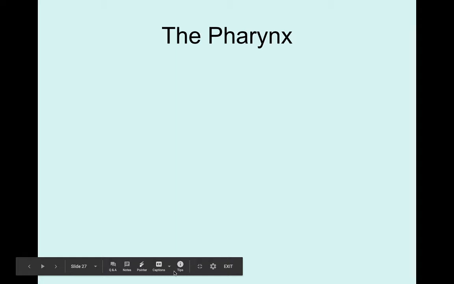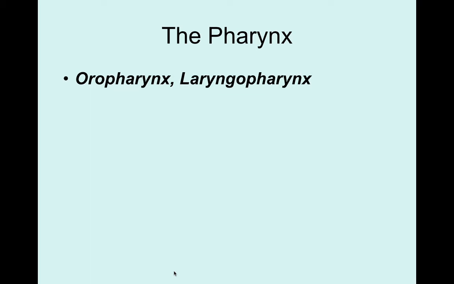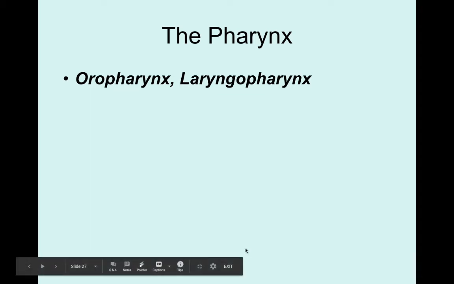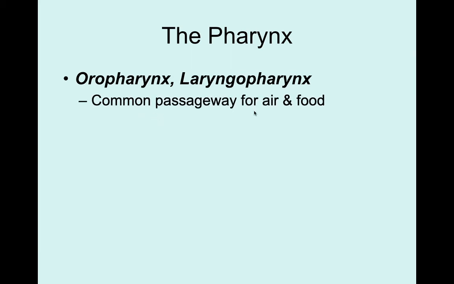Okay, our pharynx. Now this may be a structure that you've not heard of before, but you use it all the time. Your pharynx is actually divided into an oropharynx, a laryngopharynx, and also a nasopharynx. It is the common passageway for air, food, and drink. So basically, it's at the back of your mouth, at the top of your esophagus. It's behind your nose, behind your throat, and at the top of your voice box, which is your larynx.